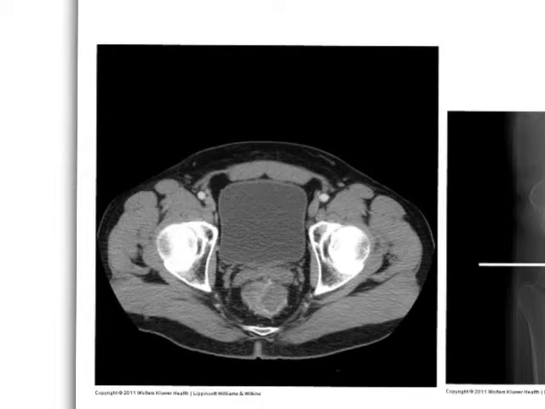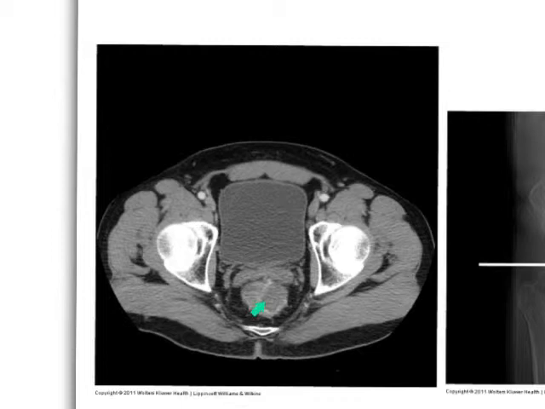So continuing with the male pelvis, we have the bladder. This here is the left external iliac artery, and right here beside it is the left external iliac vein. This gray muscular structure here is the obturator internus muscle. And this being the male pelvis, we can actually see the seminal vesicles back here behind the bladder.